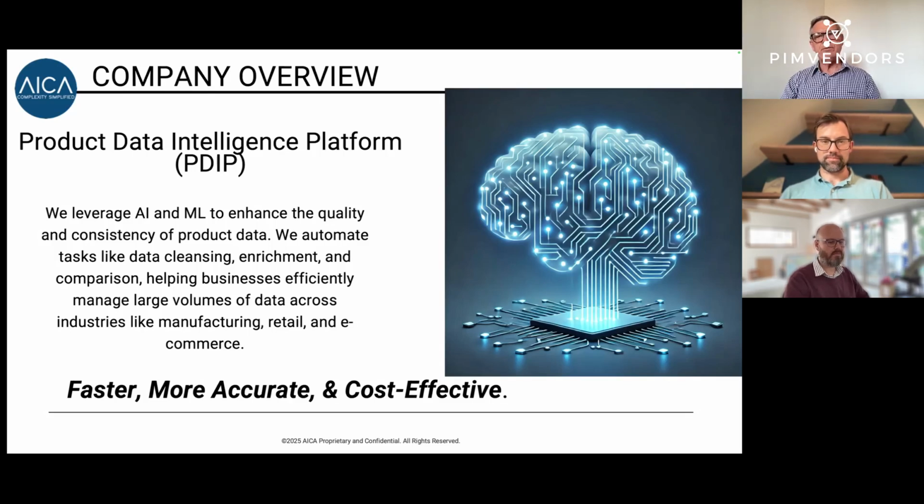So just an overview of AICA Data. We're a product data intelligence platform, and that's a new category in software itself. It lies below other categories like ERP, PIM, MDM. So it's a category on its own, and it focuses really on using AI to enhance the quality and consistency of product data. And we automate tasks like data cleansing, enrichment, comparison, and helping businesses to effectively manage large volumes of data across industries like manufacturing, oil and gas. It is a very large market segment.